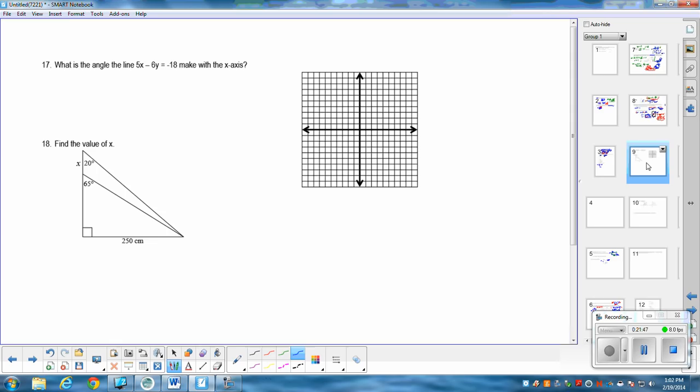To find the angle something makes with an axis, first of all, we want to solve for y. So we're going to subtract 5x from both sides. So negative 6y equals negative 5x minus 18. Divide by negative 6. Y equals positive 5/6x plus 3.